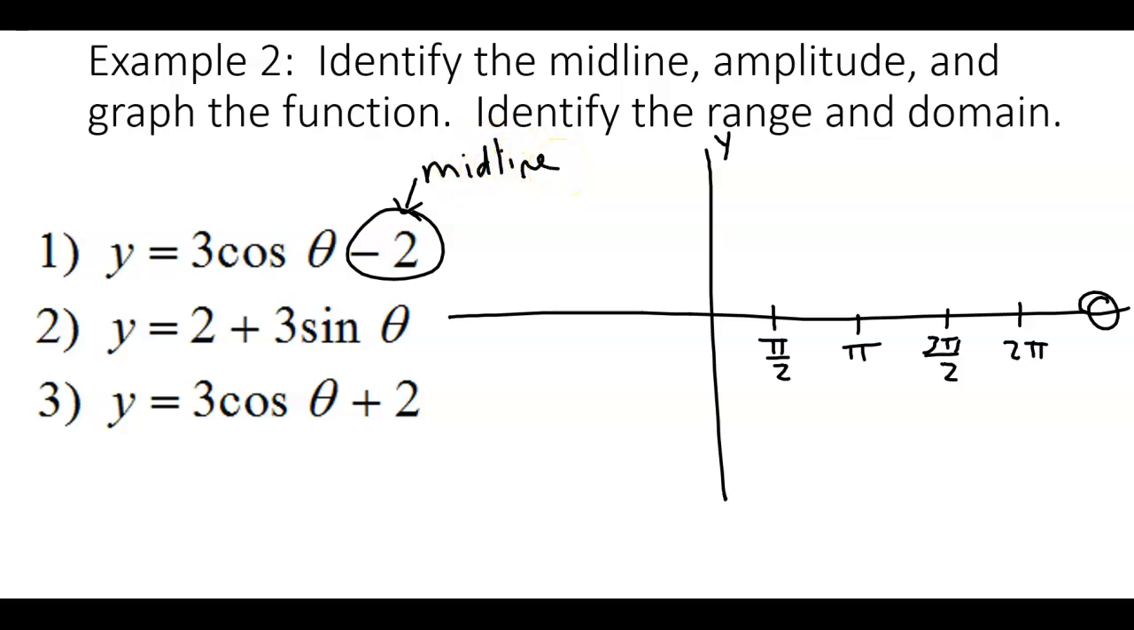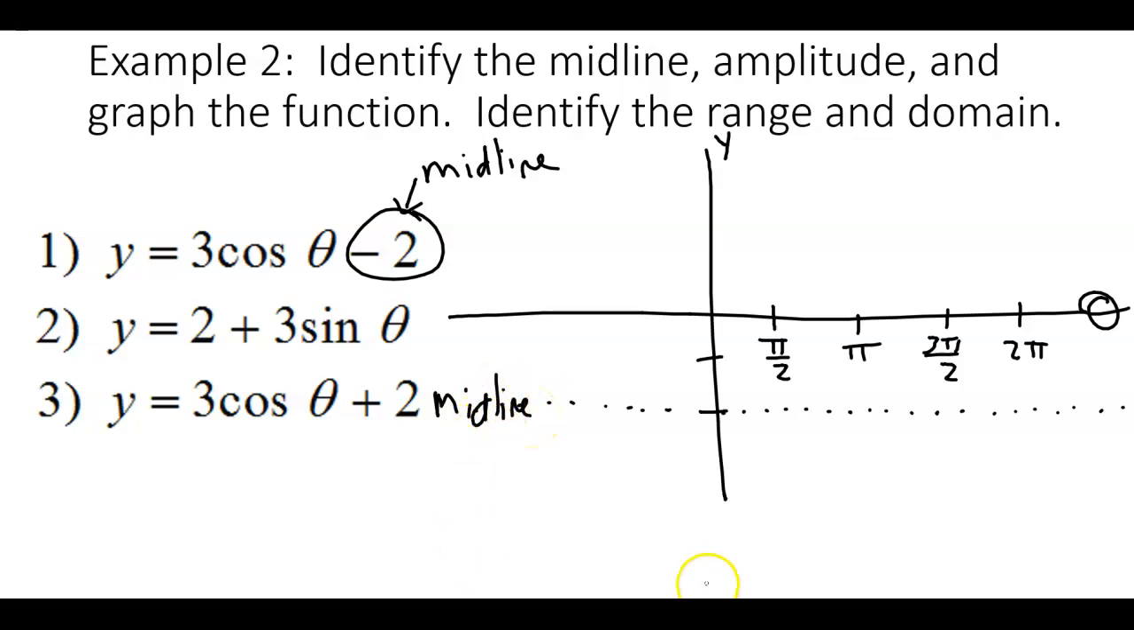So that's going to be on the y-axis. We're going to go down 2. And I'm going to draw a dotted line that goes through -2, just like that. That's my midline. I'll label it. You don't have to label yours, but I'm going to label it.